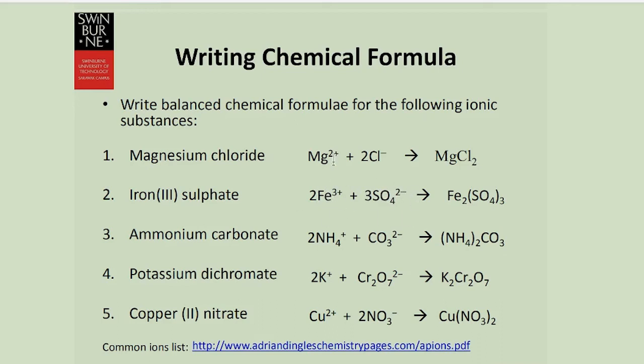These are ions because they have charge. So these ions form the bonding, and they produce Fe2(SO4)3, iron(III) sulfate, and the same goes on in this way. For more of this common ion list, please visit the link at the bottom of the screen.